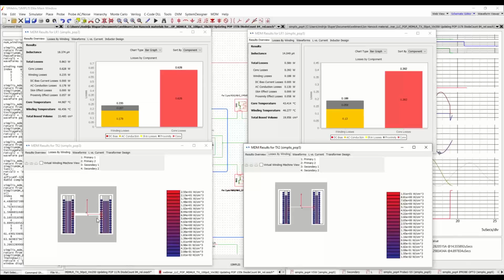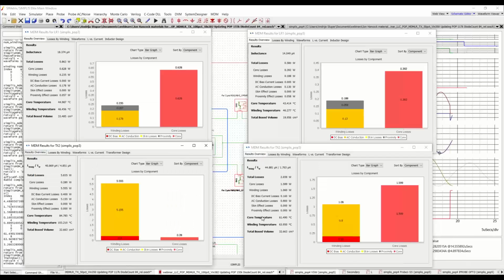Rather than having to go back fully to the drawing board and redo all your equations or all your spreadsheets and whatever, right here in MDM, you can just say, well, what if I reduce the number of turns by 2? And you can do that in a few seconds. And you can rerun that simulation in a minute, and then you can see immediately what the result is.